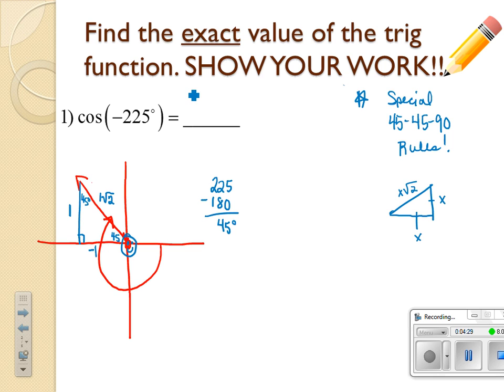And cosine is adjacent over hypotenuse. So if I'm standing here, adjacent would be negative 1 over hypotenuse, which would be the square root of 2. And then what you would do is multiply the top by the square root of 2, rationalizing your denominator, multiply the bottom by the square root of 2, and you get negative square root of 2 over 2. And that would be the answer. Okay, so you have to be careful. You've got to put your triangle in the correct spot, and the negatives and the positives really do matter.